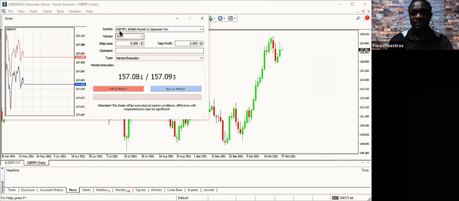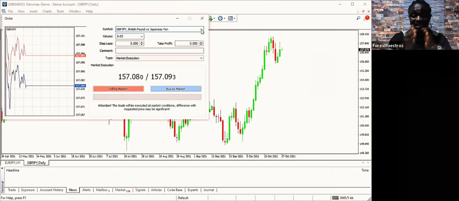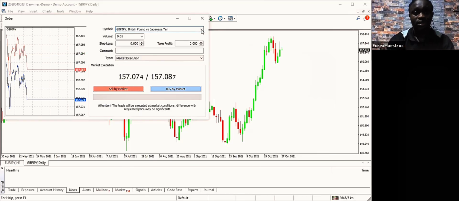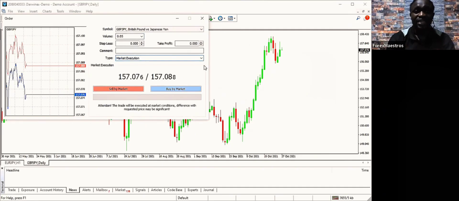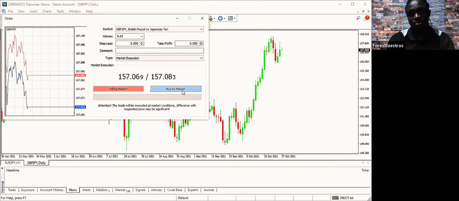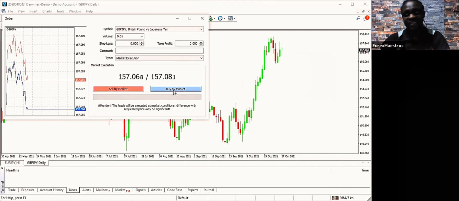Under new order, you see symbol, okay? Once you click on new order, it brings out the symbol. You will see the symbol of the chart you currently are working on. Then it asks you the volume. Don't worry about the volume, it is the amount, what we call the lot size, you want to work on. Then you have instant execution, and then you have sell or buy. It's asking you, do you want to sell this asset or do you want to buy this asset?